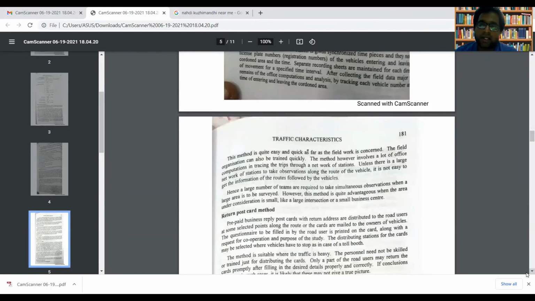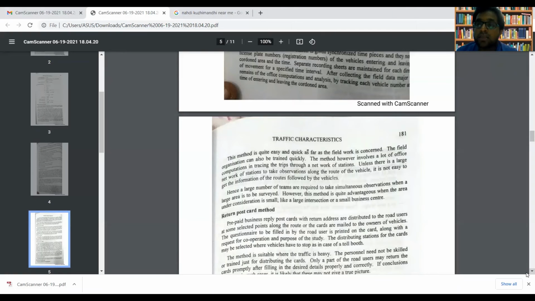This license plate method is very easy and quick as far as the field work is concerned, and the training to be provided to the field personnel is also very easy. But the problem with this method is that it involves a lot of office computation. That is one big limitation of this method.